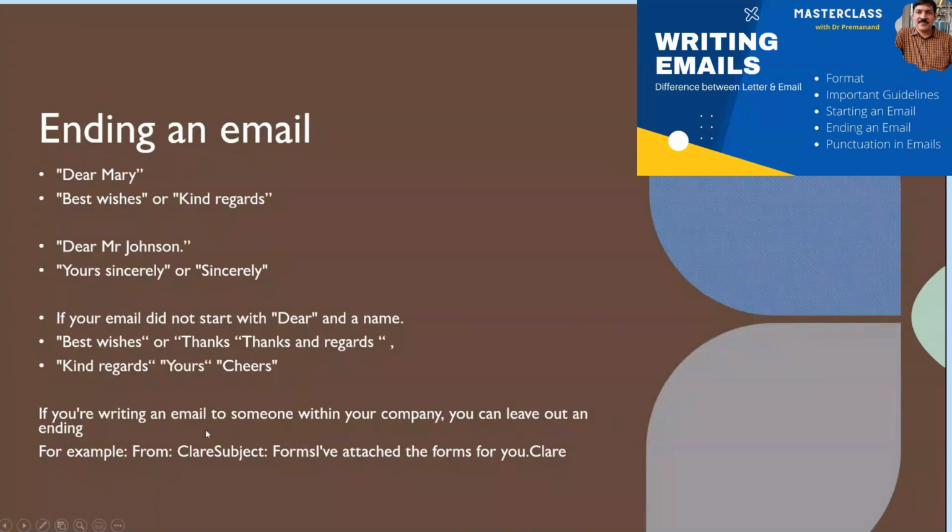If you're writing an email to someone within your company, you can even leave out the ending. You can just say, for example, "From Claire, subject: forms. I've attached the forms for you, Claire." That's enough. You don't even have to say regards and all that, because those are emails which are almost like WhatsApp messages.